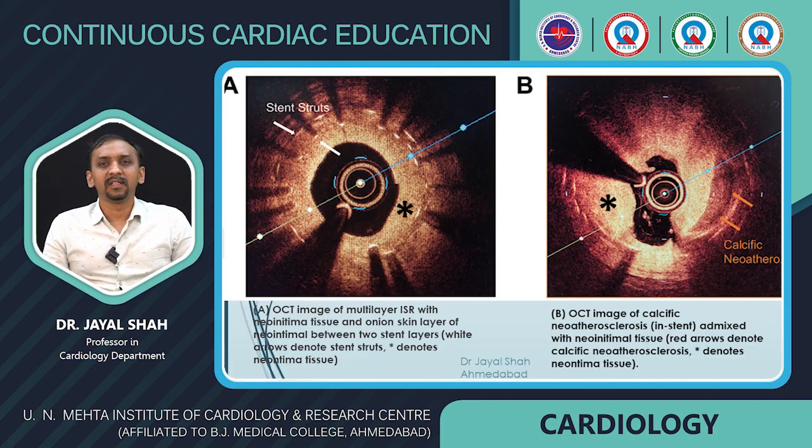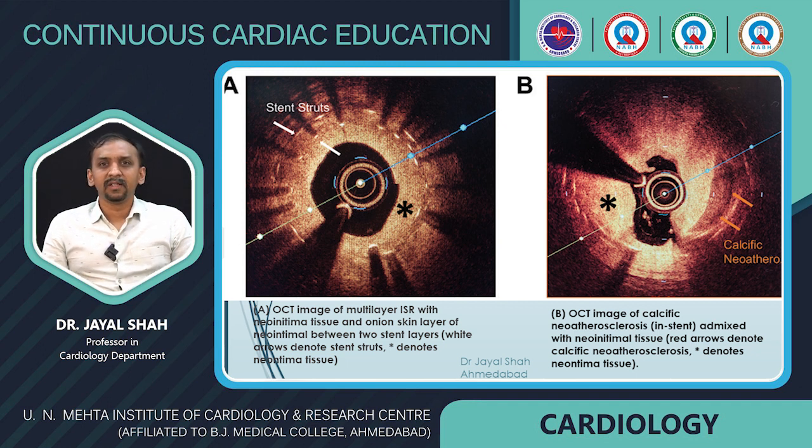We can see here that 2 images are shown. In the left-sided image, A, an OCT image of multi-layer ISR is seen, with 2 layers of stent visible with neointimal tissue as well as onion skin proliferation of neointima between the stent layers. The white arrows denote the stent struts, and the black star denotes the neointimal tissue.